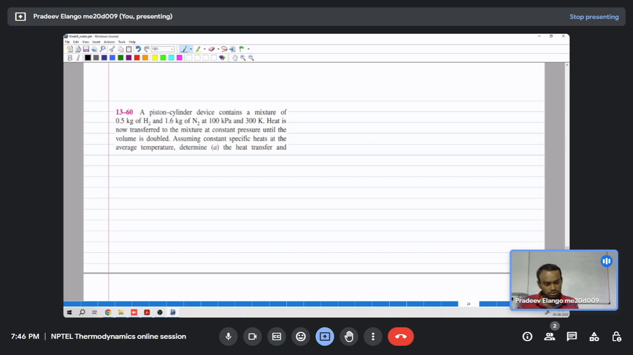So the initial pressure and temperature are given. P1 is 100 kilopascal. T1 is 300 Kelvin. V2 by V1 is 2, and the mass of hydrogen is 0.5 kg. Mass of nitrogen is 1.6 kg.